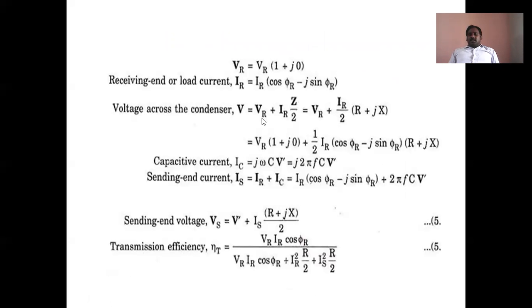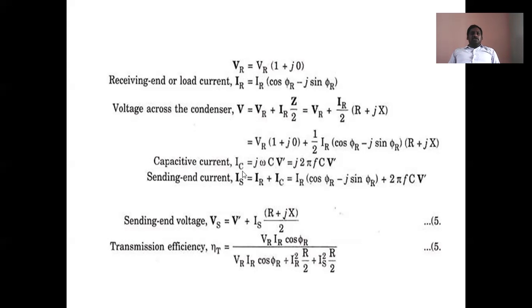Voltage across the condenser is equal to VR plus IR into Z by 2. Z means R plus JX. So VR into 1 plus J0, plus IR, which is IR cos phi r minus J sin phi r, into 1 by 2 into Z, where Z means R plus Jx.